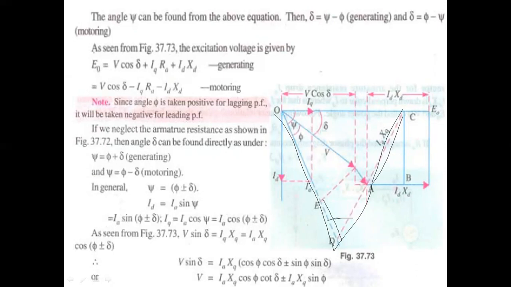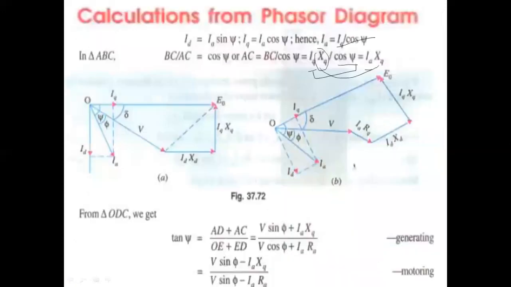So I can write this formula for tan phi for generating action as positive, and for motoring action the direction is reversed, so negative. So see here, V sin phi plus IA XQ, plus for generating and minus for motoring. For motoring operation we have to take both signs as minus, and the formula is the same.